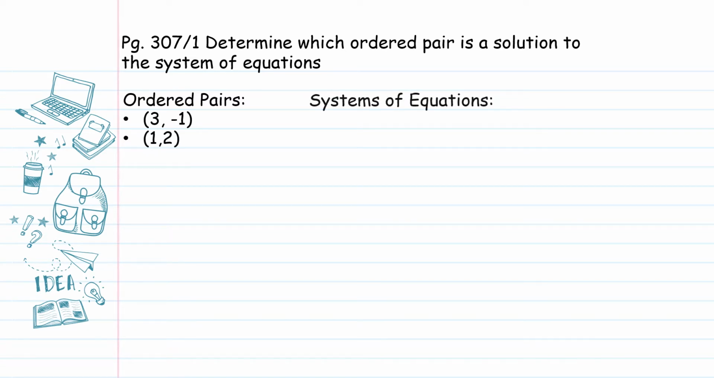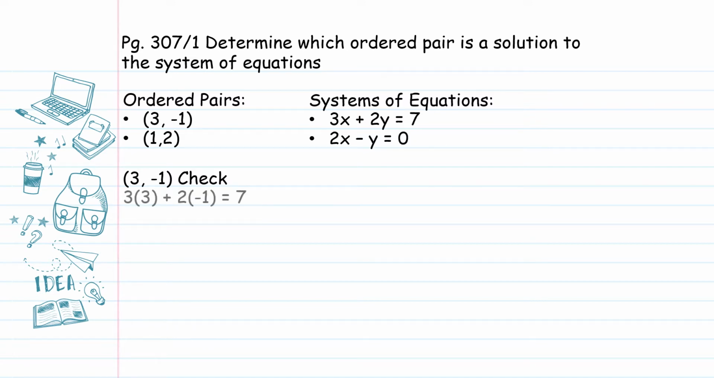The systems of equations that were given is 3x plus 2y is equal to 7, and 2x minus y is equal to 0. So first we're going to want to check our first ordered pair, (3, -1), by plugging in each of our solutions into the equation. So we're going to substitute 3 for x and -1 for y, which gives us 3 times 3 plus 2 times -1 is equal to 7.